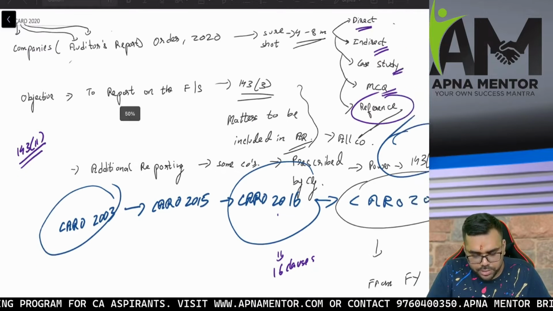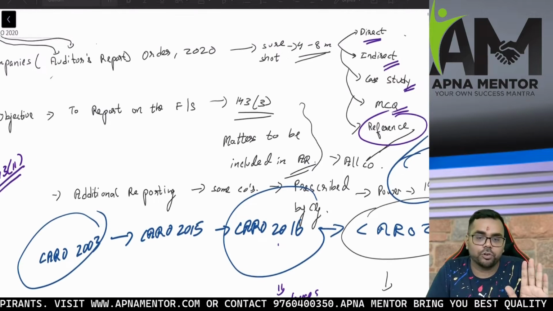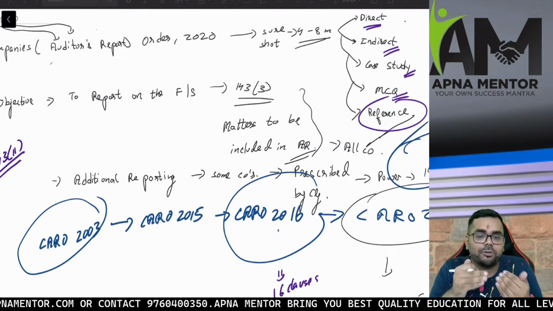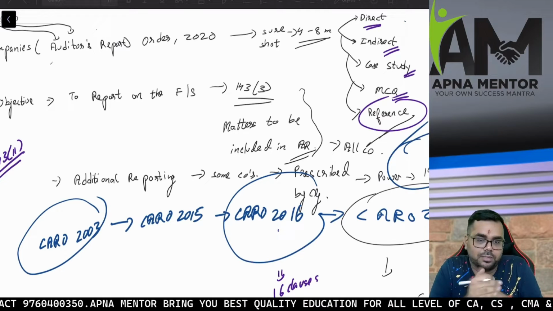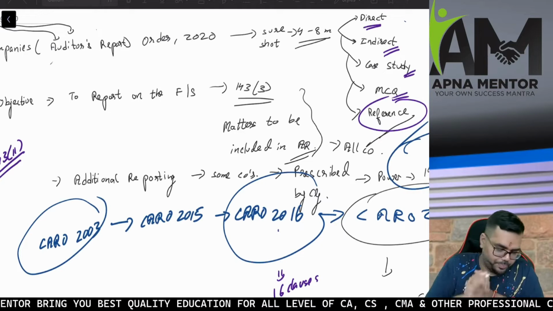CARO 2020 is a short chapter that is going to carry a weightage of 4 to 8 marks. The question can be direct, indirect, in the form of a case study, MCQ, or maybe just reference based. But it is surely going to give you a weightage of 4 to 8 marks.